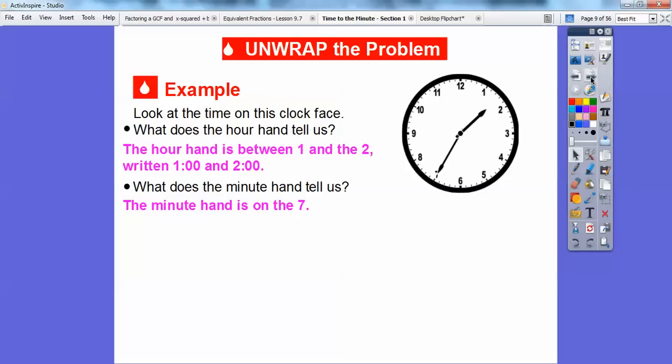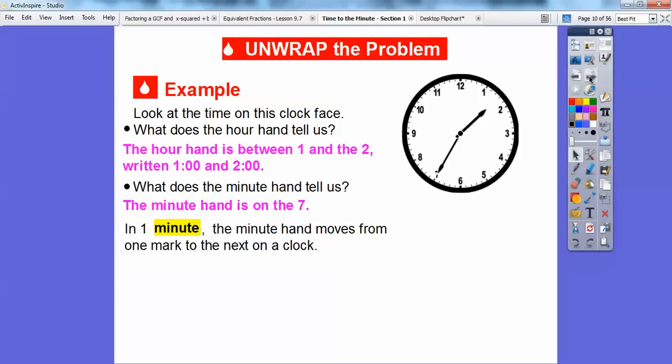All right, so what does the minute hand tell us? Well, the minute hand tells us it's on the 7 over there, okay? That's going to help us find out how many minutes past 1 o'clock. It's somewhere between 1 and 2. We know that. And so how many minutes past 1 o'clock is that? That's what this minute hand tells us right here.